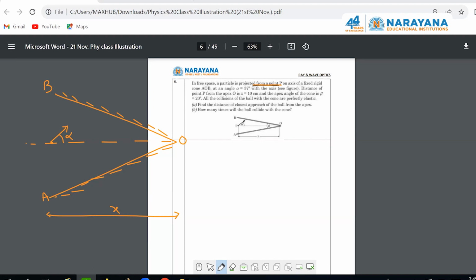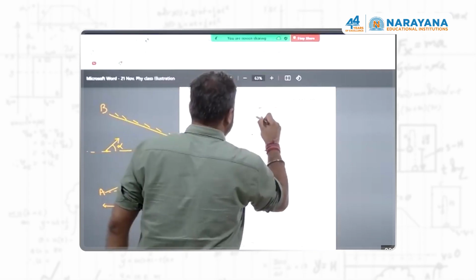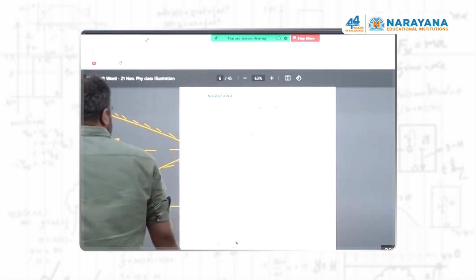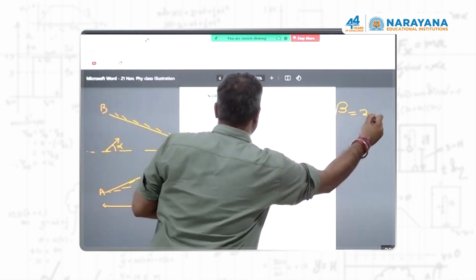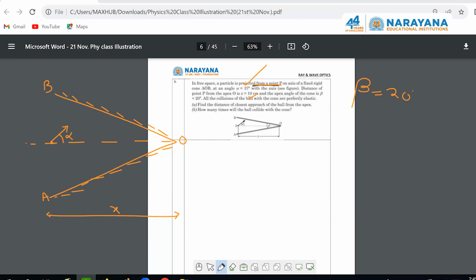So there are a few things we need to answer. The question is, if alpha is 37 degrees and x is 10 centimeter, beta is given as 20 degrees. So what is the question we need to answer? What is the distance of closest approach of that beam with respect to the apex of the cone? And you have to also find out the number of times the beam will get deflected.